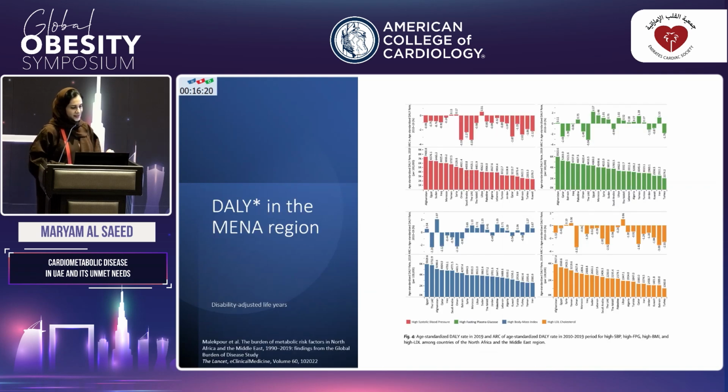And the disability-adjusted life years, now this study published in The Lancet, what is disability-adjusted life years? It's a calculation that combines mortality data, expected mortality, with expected morbidity due to a certain disease.